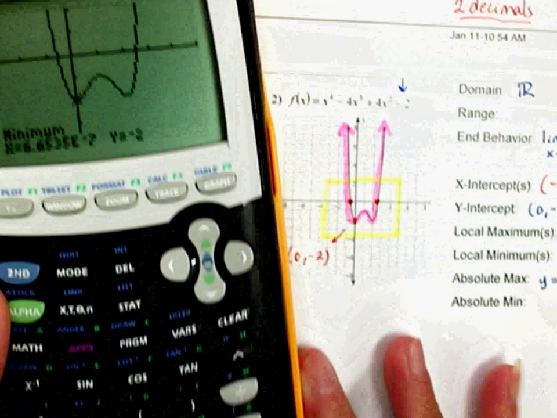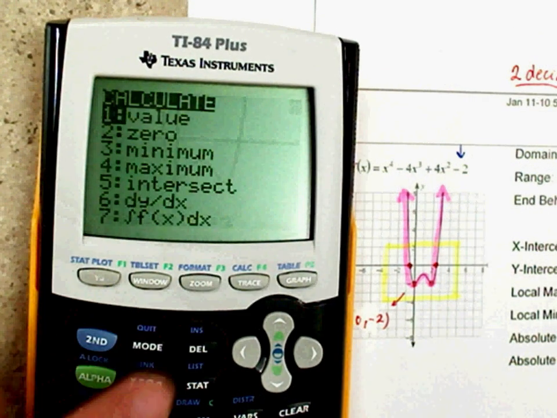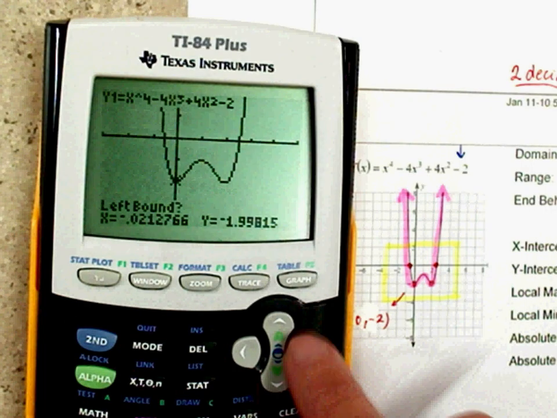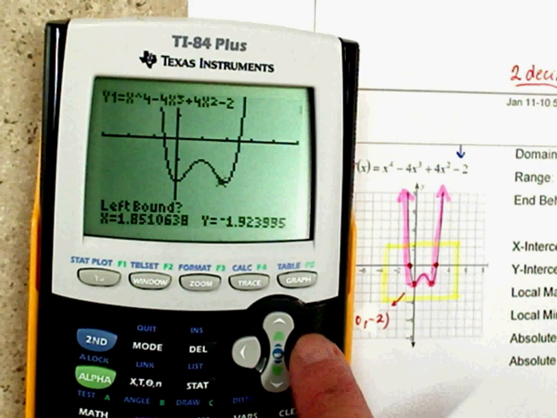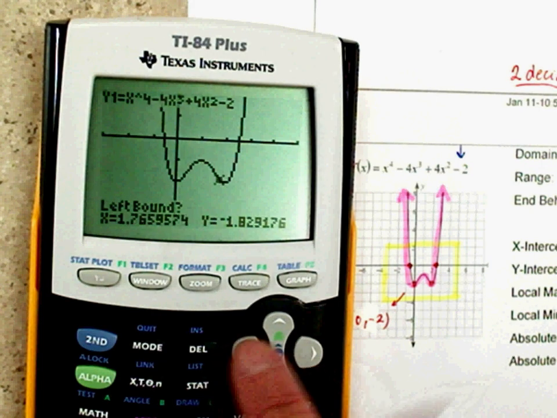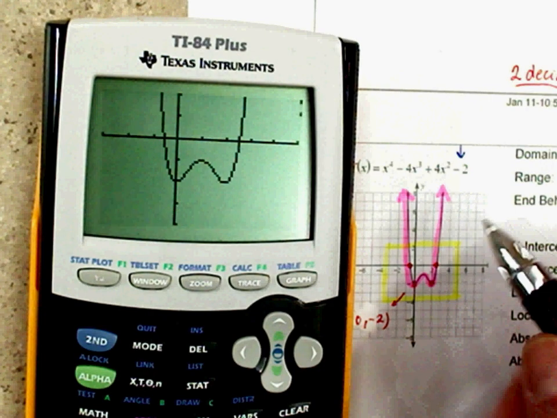Okay, this one right here. Second calc, minimum, number 3. Okay, let's go find my other minimum. Okay, 2 to the left, minimum, to the right. Enter. What is this one? This one is 2, comma, negative 2.